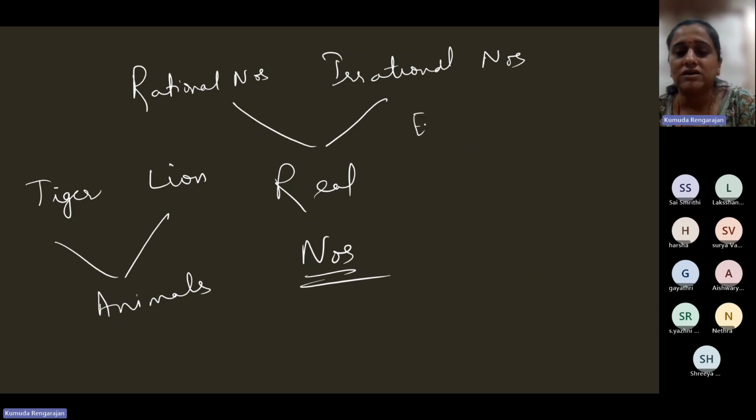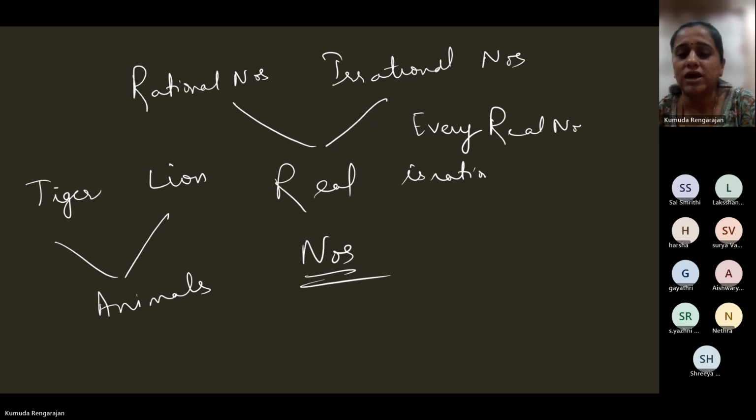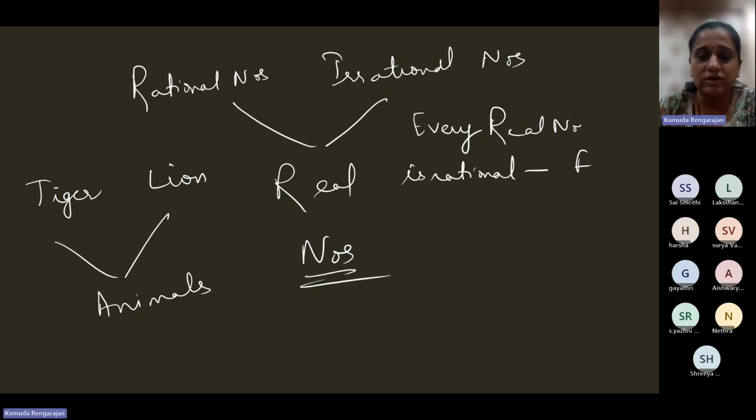So if you're given a statement and asked to say if it is true or false, every real number is rational. No, real numbers can be rational or irrational. So every real number is rational? False. Or every real number is irrational? False. But the converse, every rational number is a real number. True. Every irrational number is also a real number.